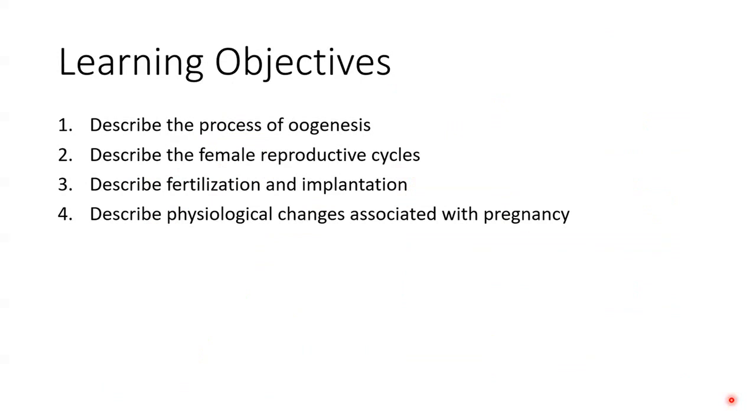We will describe the two female reproductive cycles, the ovarian and the uterine cycles. We will describe the process of fertilization, which is where an egg and a sperm will meet. And then implantation, which is where the fertilized egg implants into the lining of the uterus. And then lastly, we'll briefly describe some of the hormonal and physiological changes that are associated with pregnancy.